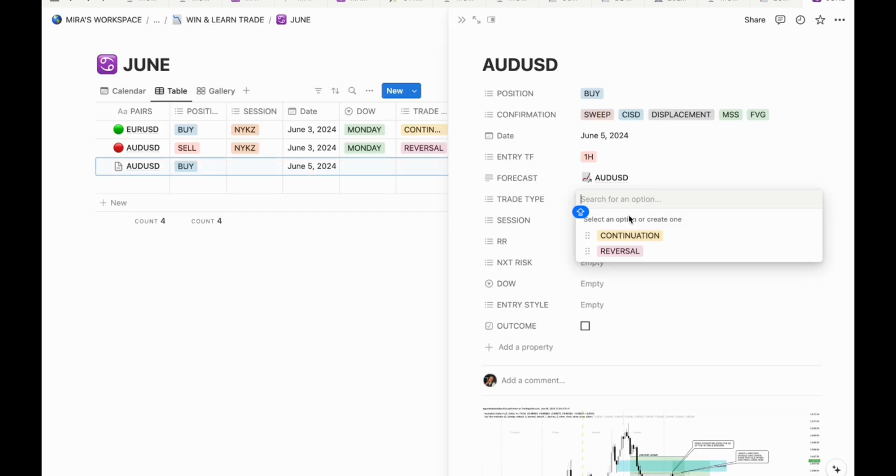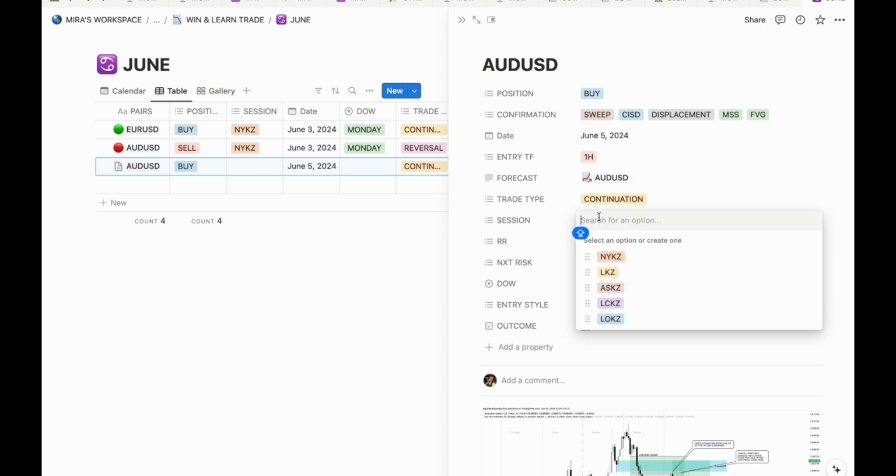Another thing is trade type. Is it a continuation trade or a reversal trade? This is a continuation trade. Then session: at which time did you enter the trade? Is it New York, London, or the Asian session? This trade was in the night.